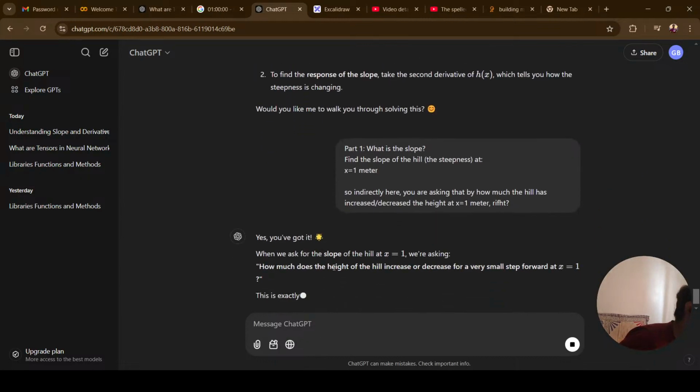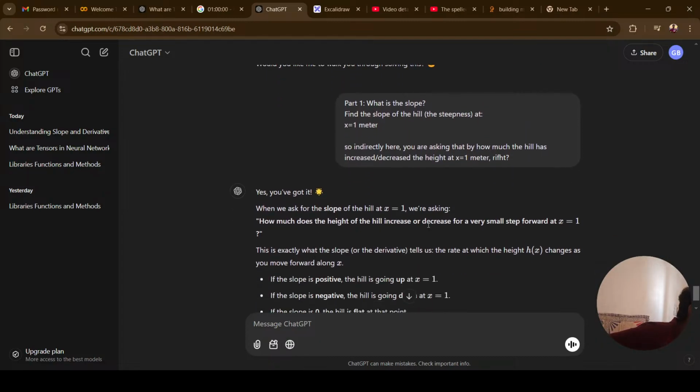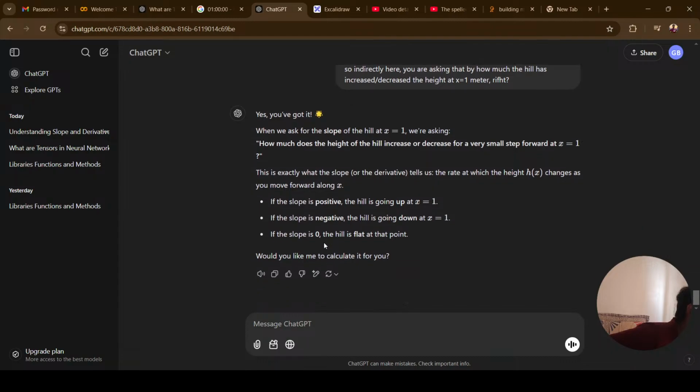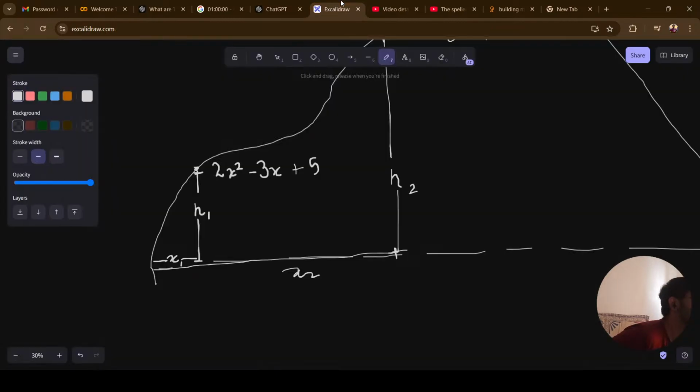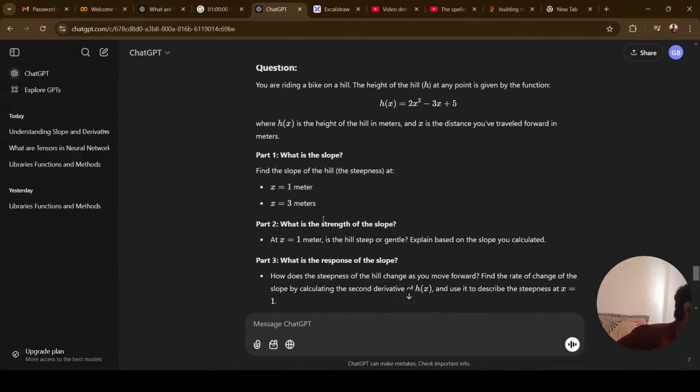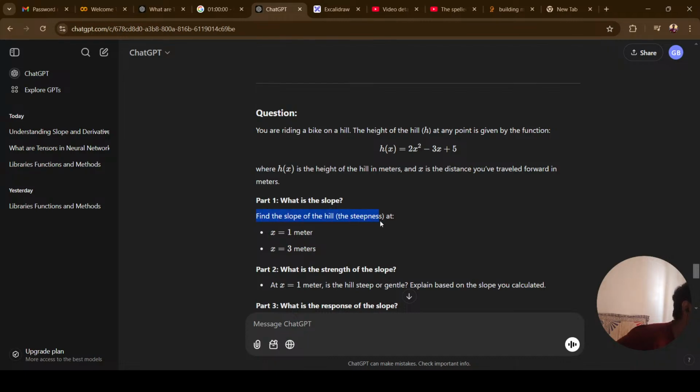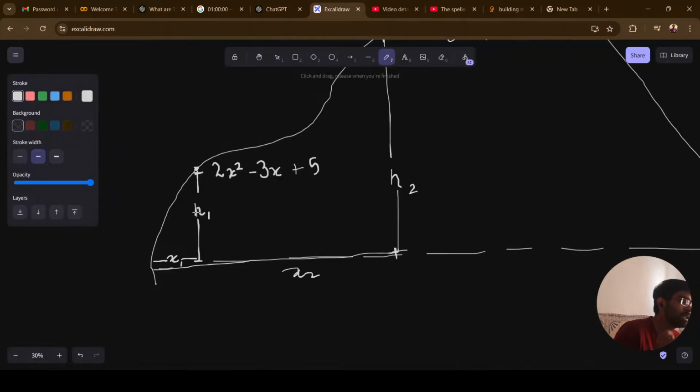Yeah, you got it. When we ask for the slope of the hill at x, we are asking how much the height of the hill increases or decreases for a very small step at x equals 1 meter. Exactly what the slope, or derivative, tells us: the rate at which the height changes as you move forward along x. No, no, I'll calculate it for you. So when it says find the slope of the hill at x equals 1 meter, it is telling us how much the hill has increased or decreased.